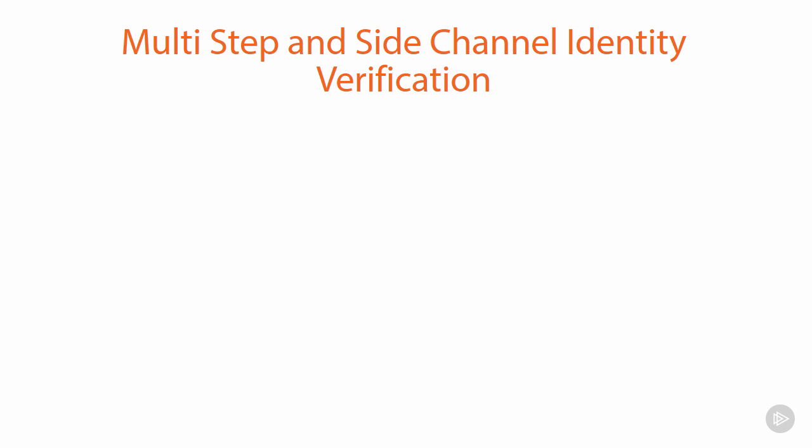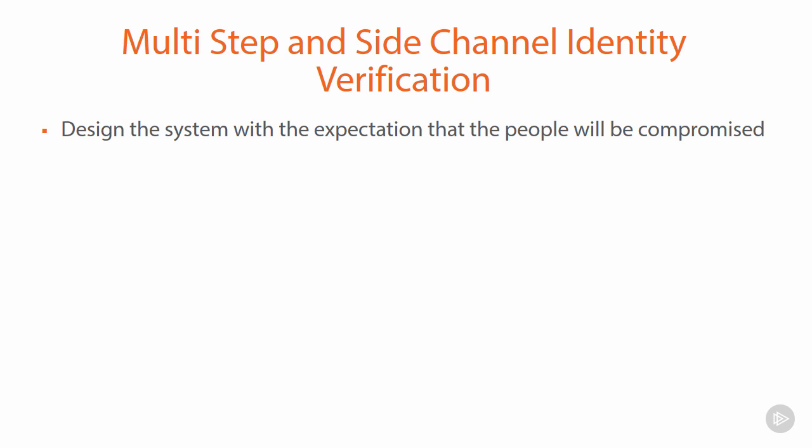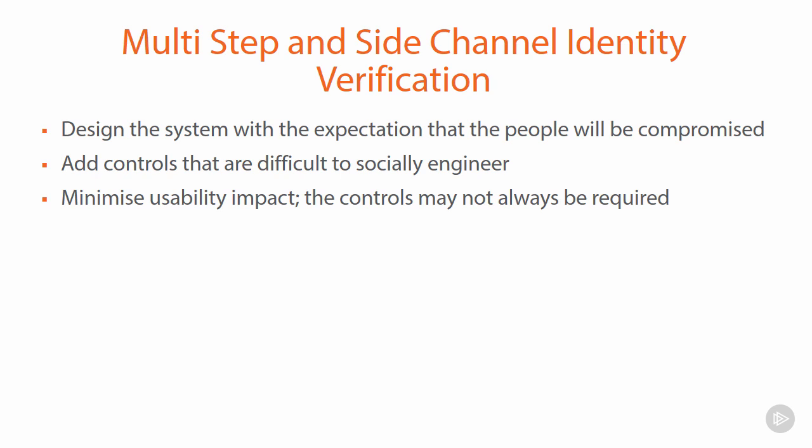Now, all of this is about what I just mentioned, designing the system with the expectation that the people will be compromised. The people, of course, usually being your customers. Now, when we work on the assumption that those people are going to be socially engineered, we have to start thinking about controls that are much harder to socially engineer. Those controls may be technical, they may even be social, and I'll give you examples of each in just a moment. But we also have to think about how we design it to minimize the usability impact.